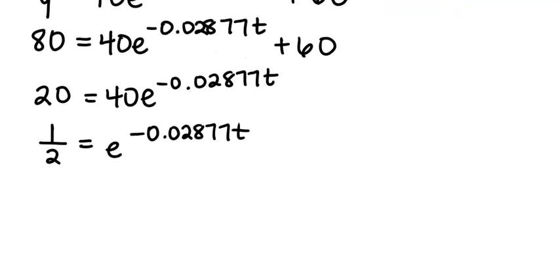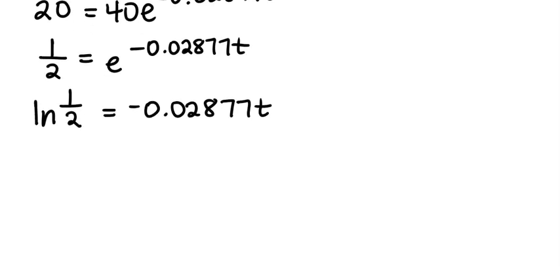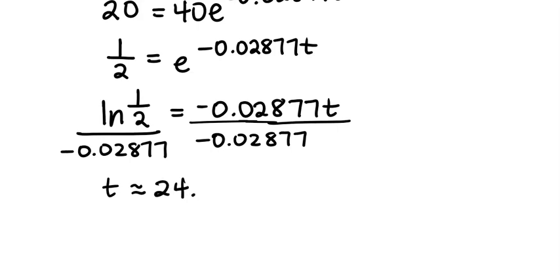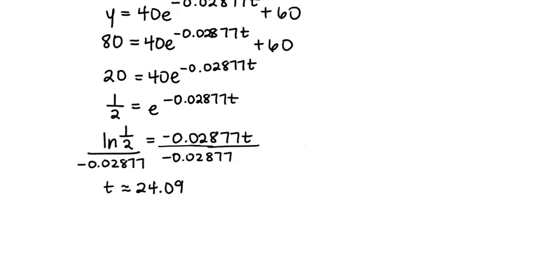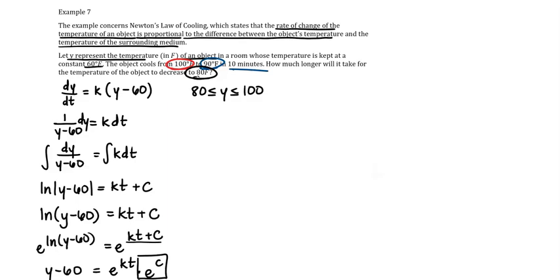Then I will take the natural log of both sides of this equation because I want to cancel out the e. Natural log on the right side will cancel the e and just leave me with what's in the exponent. And then I will divide both sides by that decimal to conclude that t is approximately 24.09.